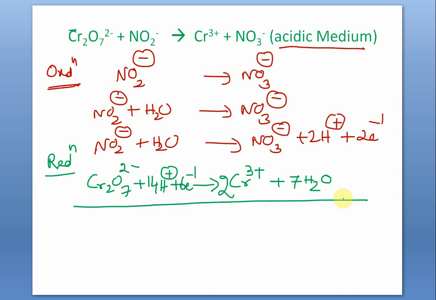Leave a bit of space, reserve a bit of empty space for addition of water, H plus and other things. Then you add the electrons also, of course. Then you have to cancel the electrons. Here there are 6 electrons, here there are 2 electrons. So you have to multiply the whole first equation, the oxidation equation, by a factor of 3. So 6 electrons get cancelled, and you have to add up and simplify.